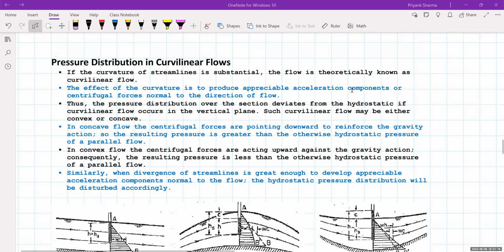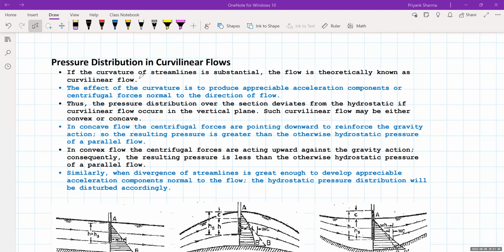Now that was about the parallel flows. What if your flows are not parallel? That is, the streamlines are curved. So in case the curvature of streamlines is substantial, we define the flow as a curvilinear flow.